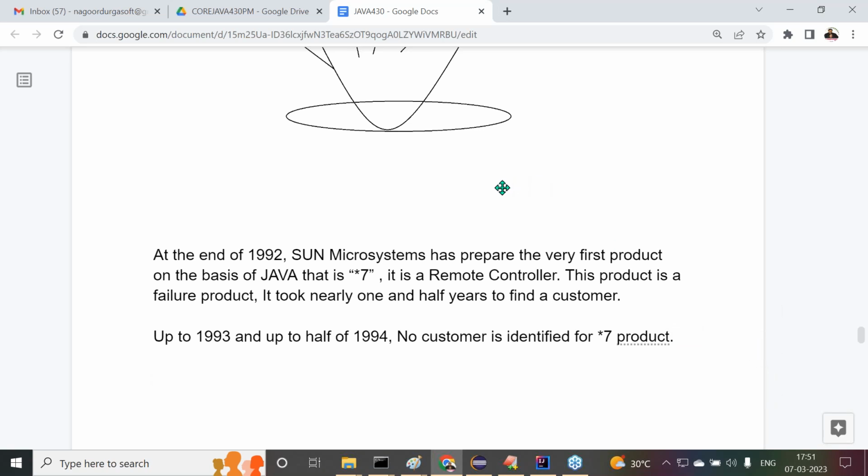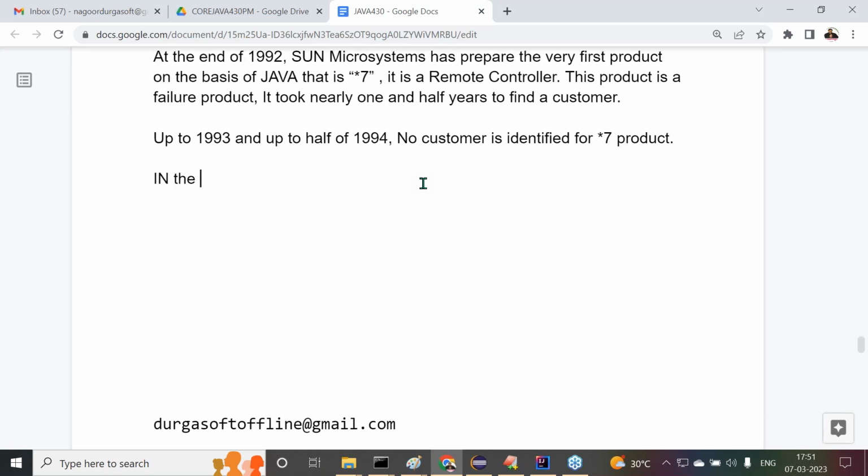Observe carefully. After that, listen carefully. In the mid of 1994, there was a boom for www. Am I right or not? There was a boom for www as part of the internet. That internet era started in the mid of 1994 only. Abroad, in the mid of 1994, the internet era started. When it comes to India, in 2000, 2001, that internet era started.